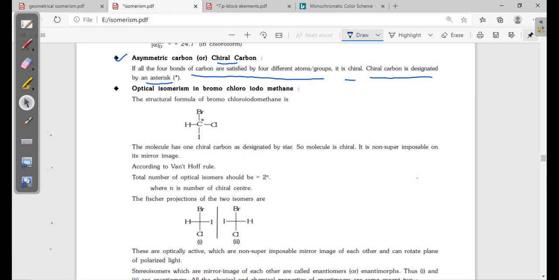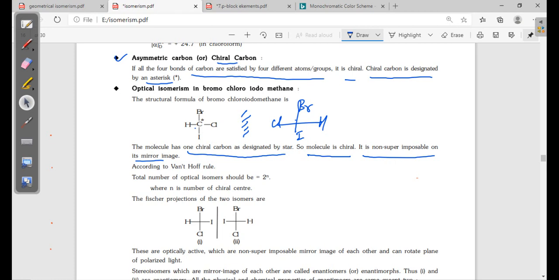Optical isomerism in bromochloroiodomethane. So this is the chiral carbon. Next, the molecule has one chiral carbon as designated by star. Thus, the molecule is chiral. It is non-superimposable on its mirror image. Suppose you take its mirror image, with chlorine, hydrogen, bromine and iodine, if you put it on this original, it never aligns. So that means non-superimposable.